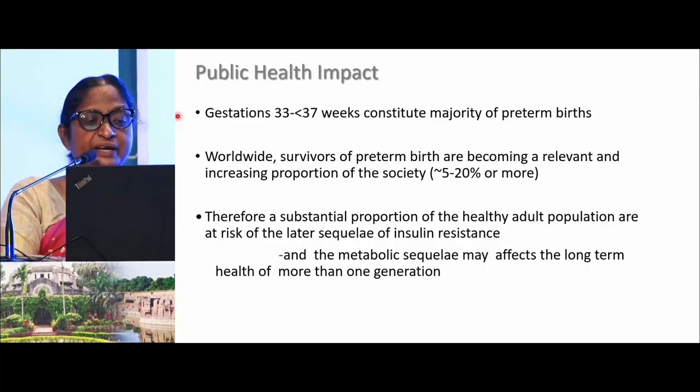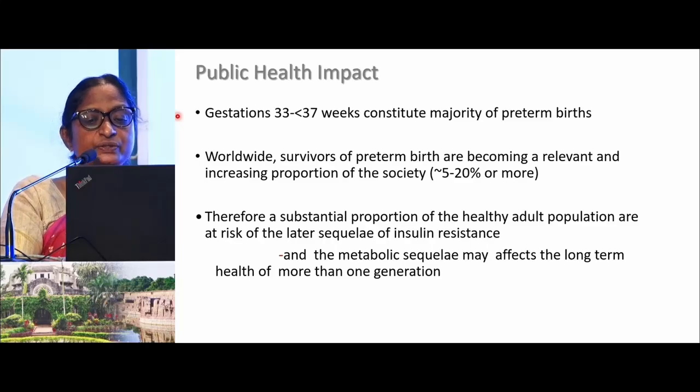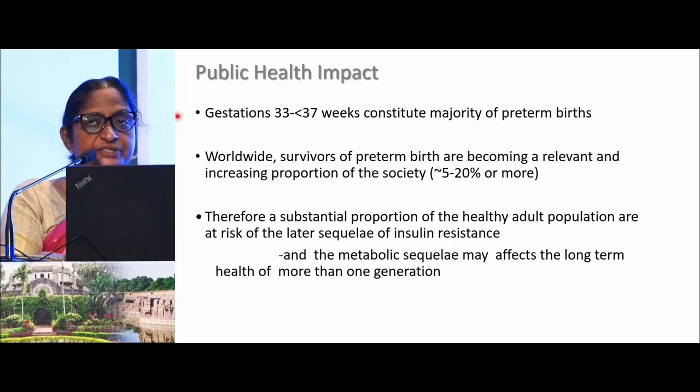What is the public health impact? We know that gestation 33 to less than 37 weeks constitute the vast majority of preterm births, and they represent the vast majority of the preterm survivors. Therefore, a substantial proportion of the healthy adult population are at risk for later sequelae of insulin resistance.